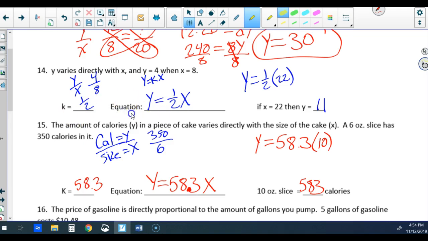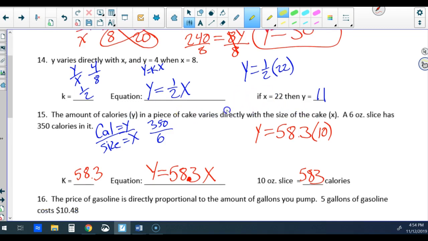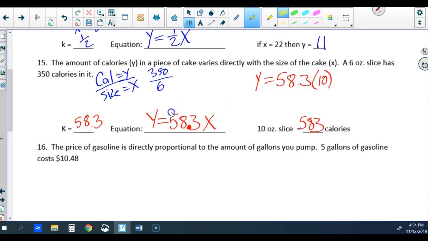The way they write these, the order that they write them in, y varies directly with x, the order matters. Down here on number 16, they don't tell you which one is y and x. But y, the price of gasoline, is going to be y. Price varies directly with, which is the same thing as is proportional to, x. So this is my y, this is my x, the gallons.